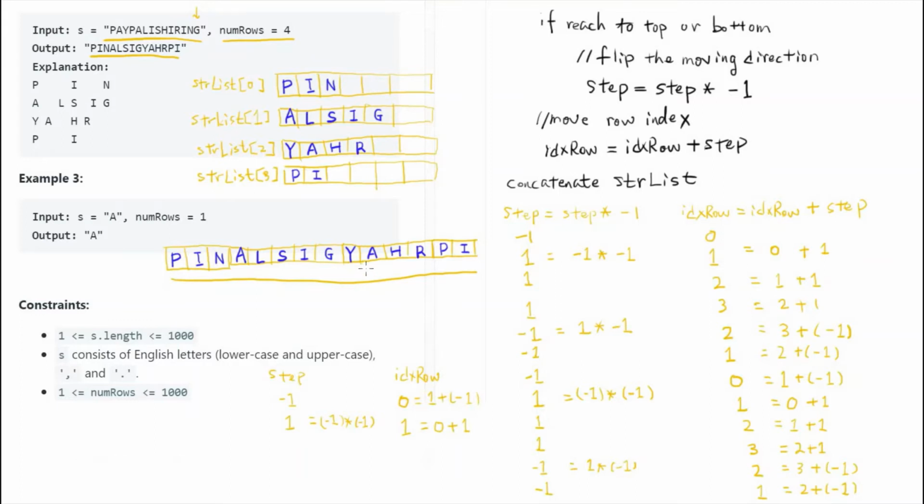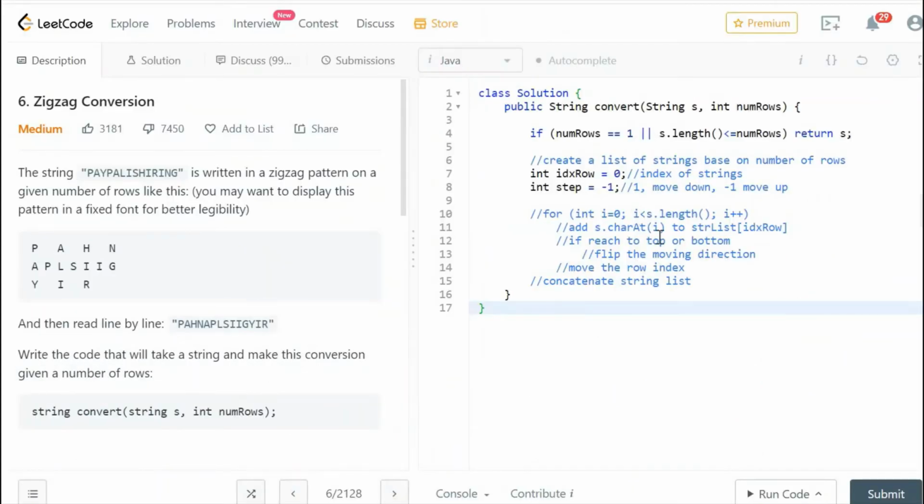Next, we'll go to the LeetCode website to implement the solution based on our pseudocode. Here's the pseudocode I have prepared in the LeetCode website. In the beginning of the implementation, I have an if condition here to check if the number of rows is equal to 1 or the length of the string is smaller or equal to the number of rows. We just simply return the input string without doing any of the work below.